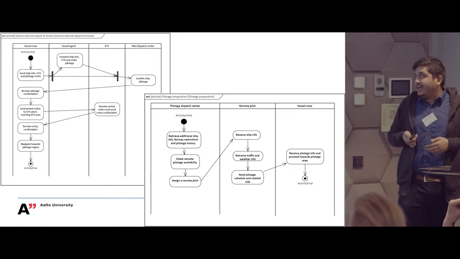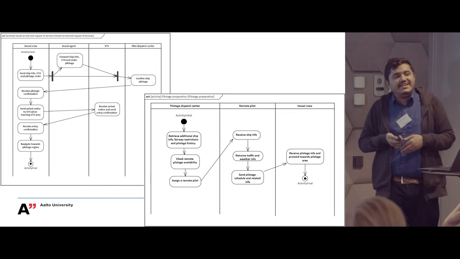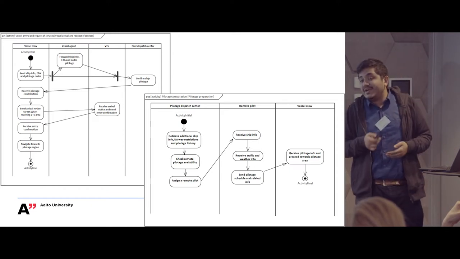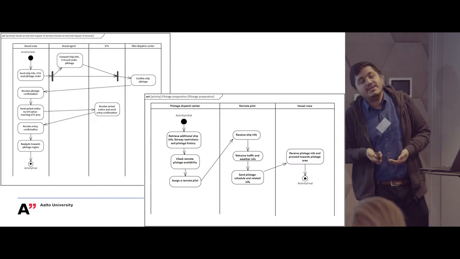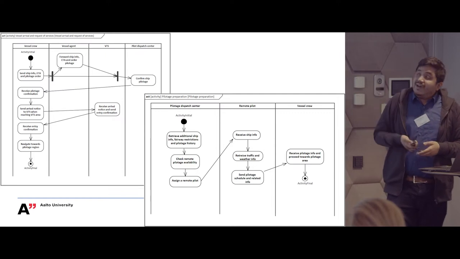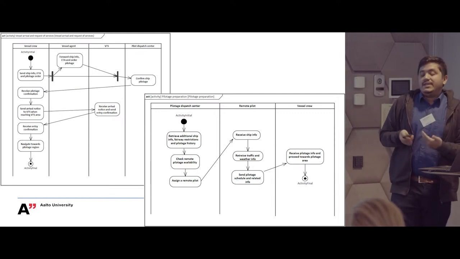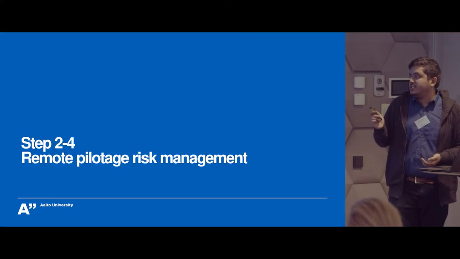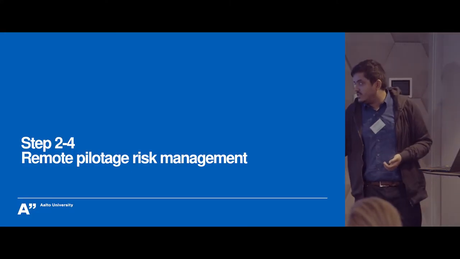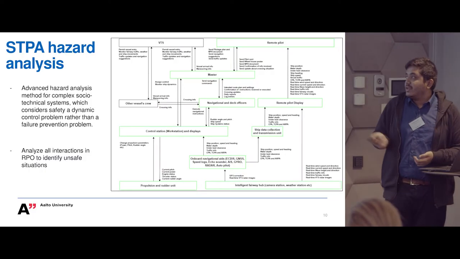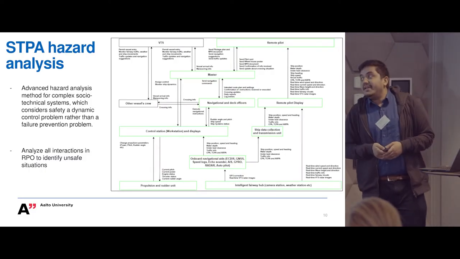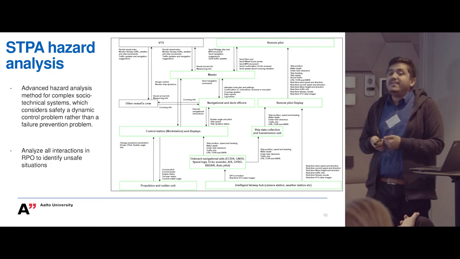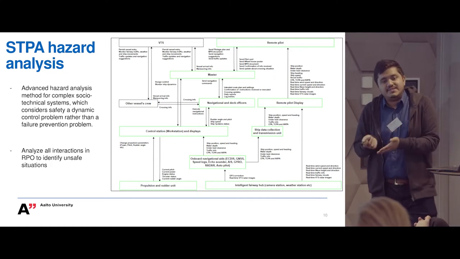And then also for the pilotage preparation, what different kinds of preparation they need to do in order to initiate the pilotage, what kind of information they need to receive and so on. So once we defined all the processes, then we started identifying the hazards in the remote pilotage operation, which is our next step, the risk management of remote pilotage operation. So now we have the system description. The next step was to identify how things can go wrong in this system.